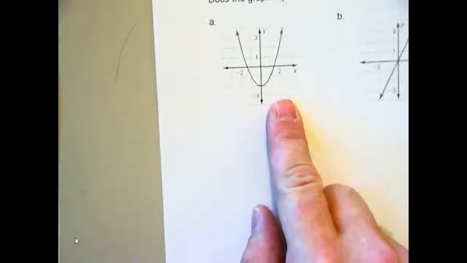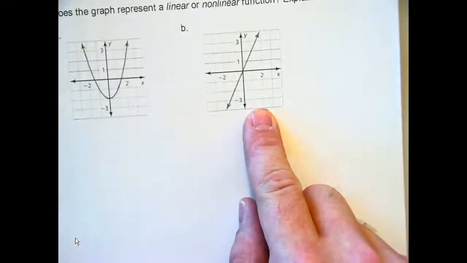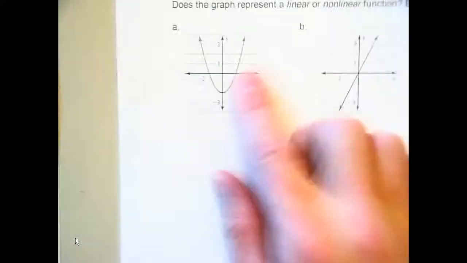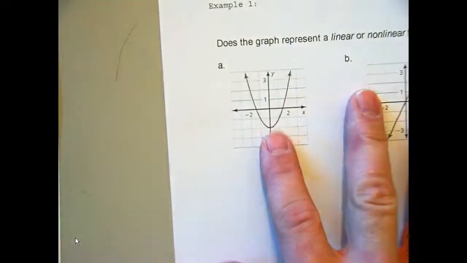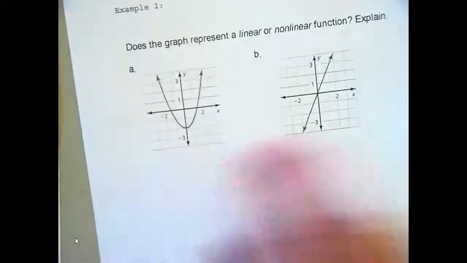Linear or nonlinear? Nonlinear. Linear or nonlinear? Linear. Continuous or discrete? Continuous. Continuous or discrete? Continuous. Okay. Very good. Straight line is continuous, and connected points are continuous. Okay? This one is linear because it's a straight line. This one is nonlinear because it's not a straight line.